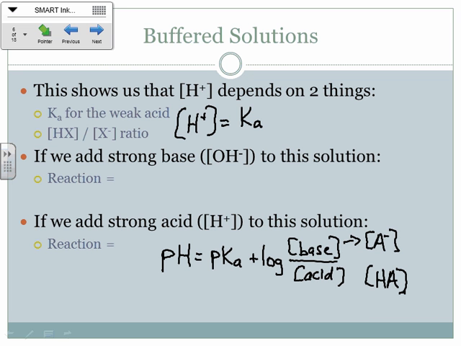Ka times... Brandy, would you please call on 26239? Is it HX over X minus? Yes, it is up here.